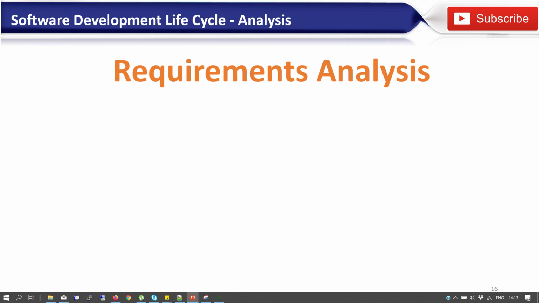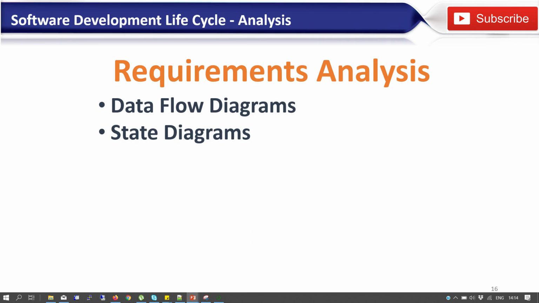So as part of requirements analysis, you will use a number of diagrams. Some of these diagrams include the data flow diagram. With the data flow diagram, you're looking at how data flows within the system. How does data move from the users to the various modules in the system, maybe to be stored in the database, how it's retrieved, how it's used in the various modules, and how it's sent back to the user. Then you also have the state diagrams, which show you the various states that the system goes into as you take certain actions.